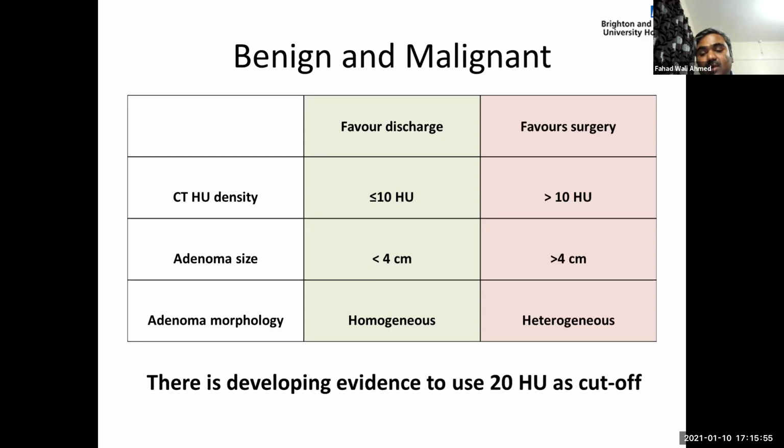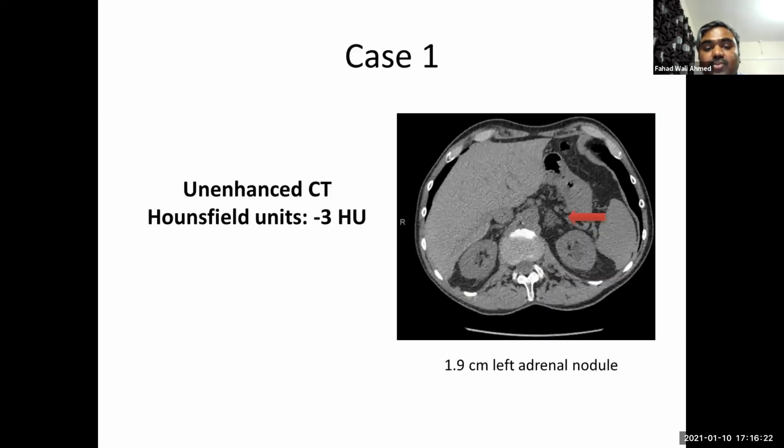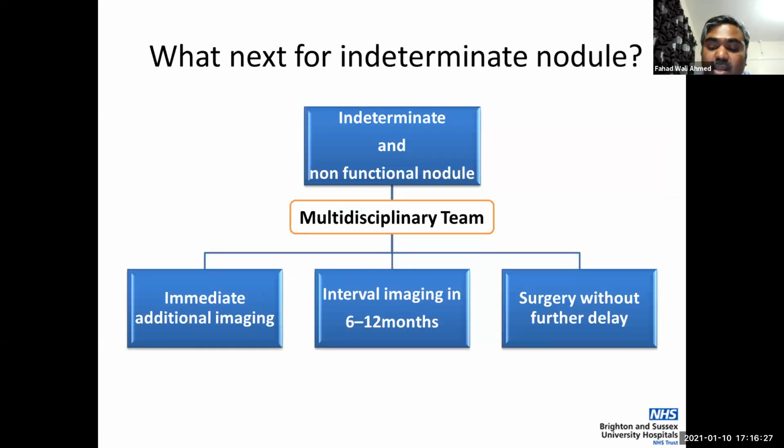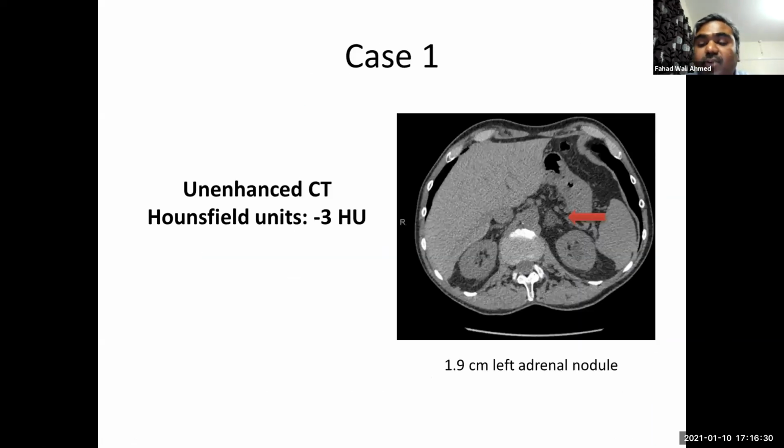Most of the guidelines were written a few years ago. Now, after 2016, which was when the last guideline was published, new evidence is coming up that we can actually relax the density guidance to 20 Hounsfield units, and in most cases the lesions are benign. So if the density is less than 20 and the adrenal adenoma size is less than 4 centimeters, most likely the lesion is benign, and no further investigation would be needed. In our case, the Hounsfield unit is -3. Therefore, this lesion is benign, and we don't need to do any further investigations for our patient.